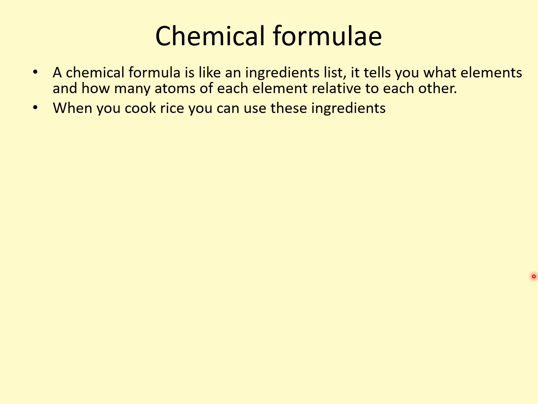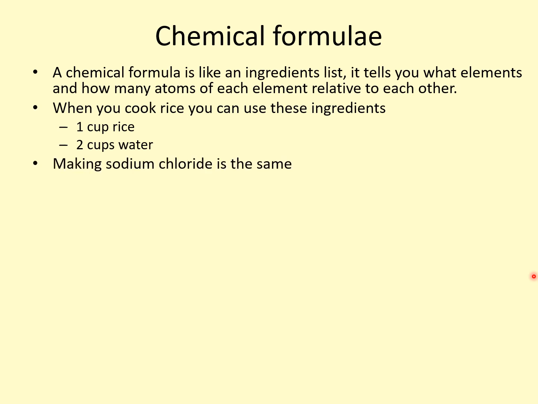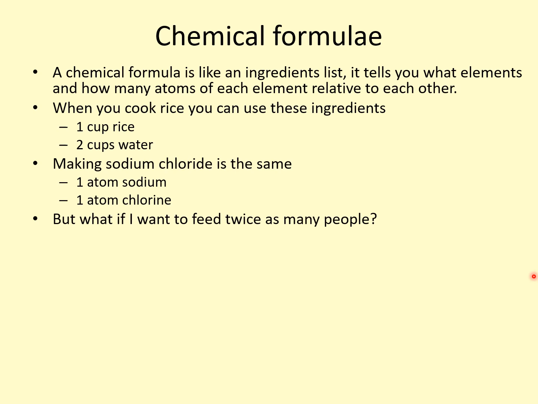So let's think of a more everyday example. When you cook rice, you can use these ingredients: 1 cup of rice, 2 cups of water. Making sodium chloride is the same: 1 sodium atom, 1 chlorine atom.